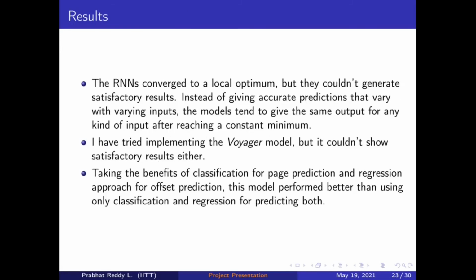Coming to the results, the models converged to local optimum, but they couldn't generate satisfactory results. Instead of giving accurate predictions that vary with varying inputs, the models tend to give the same output for any kind of input. I've also tried implementing the Voyager model, but it couldn't show satisfactory results. However, I've tried implementing classification model for page prediction and regression for offset prediction simultaneously, and the results were a little better.